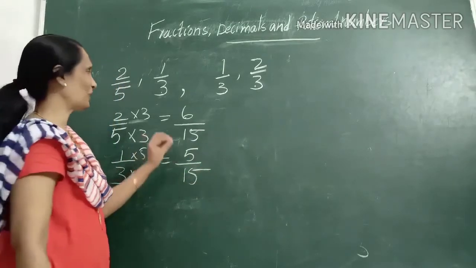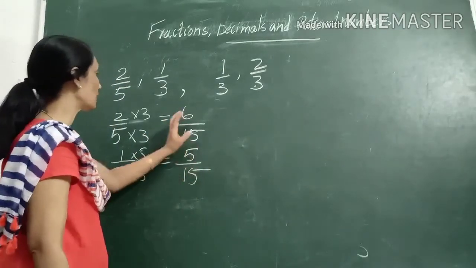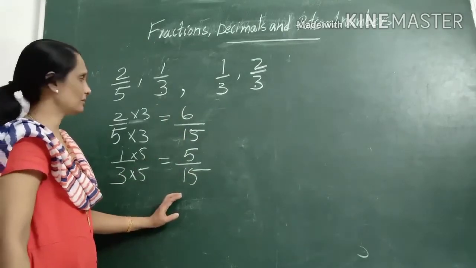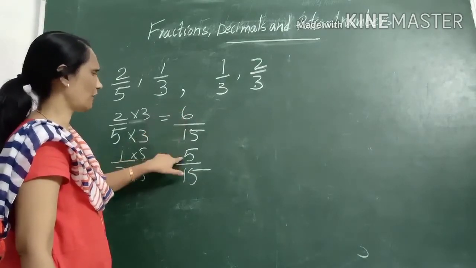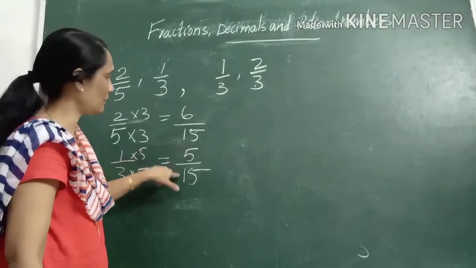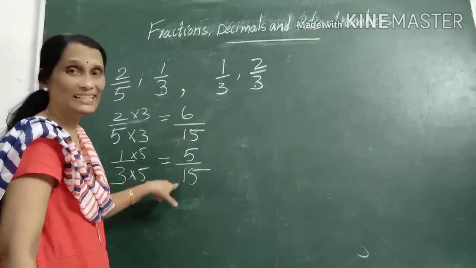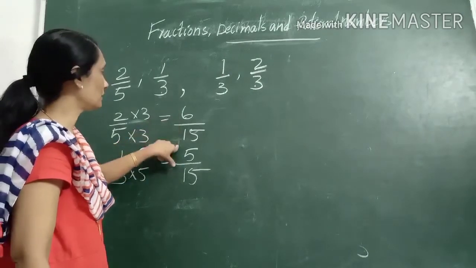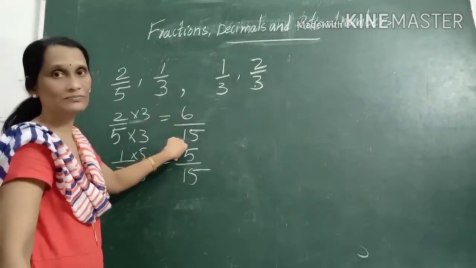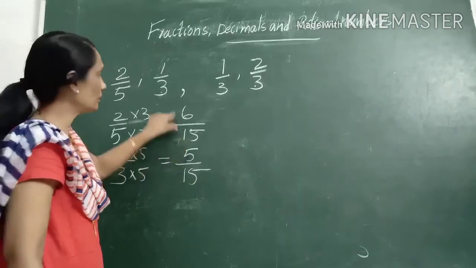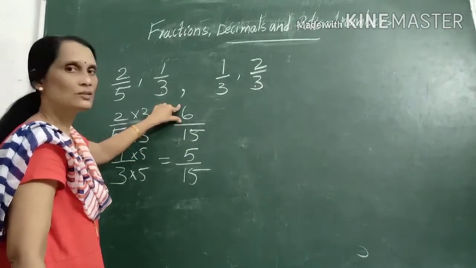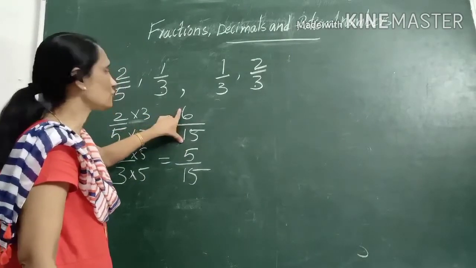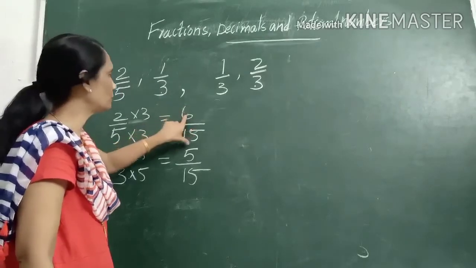Now it is quite simple to say which is smaller and which is bigger. Is 6 bigger or 5 bigger? Both have the same denominator. When the denominators are the same, we can compare and say which is bigger and which is smaller. So here 6 is the bigger number, so this fraction, 6 by 15, is bigger.